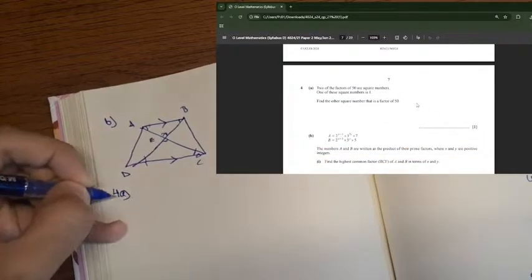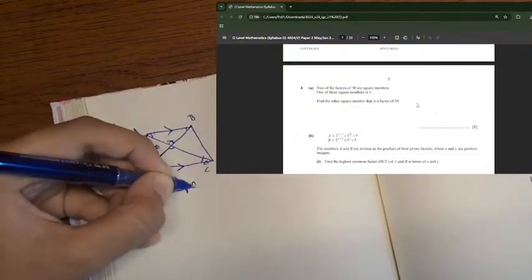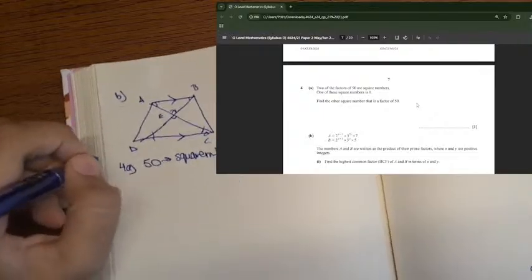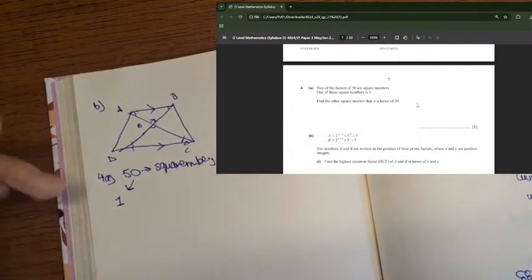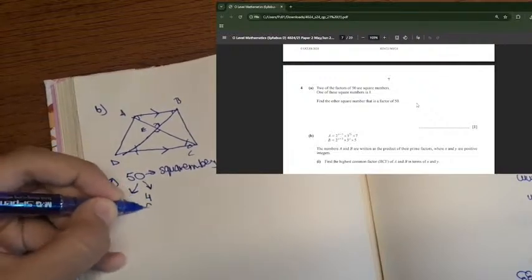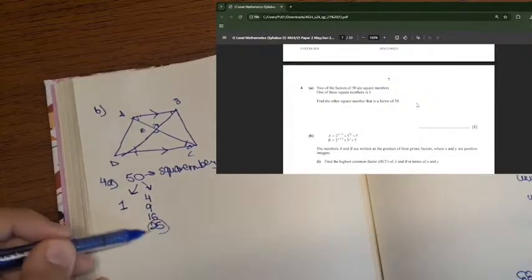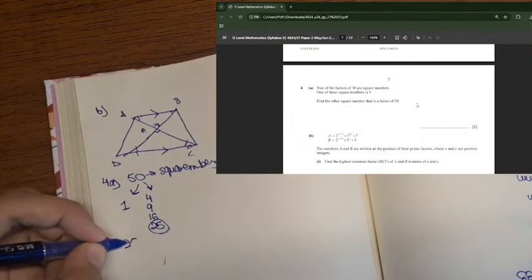The next question we have is that two of the factors of 50 are square numbers. And they're saying that one of the square numbers is 1. So one of the factors of 50 that is a square number is 1. What is the other factor? Well, we can go and test this because the next few square numbers are 4, 9, 16 and 25, and we already know that 25 is a factor of 50. 25 2s are 50. So the other square number that is a factor of 50 is 25.